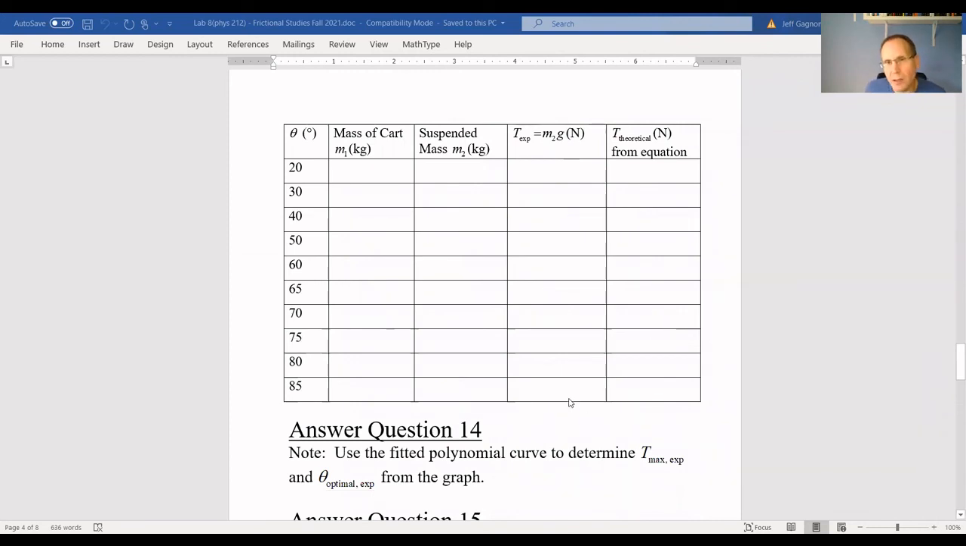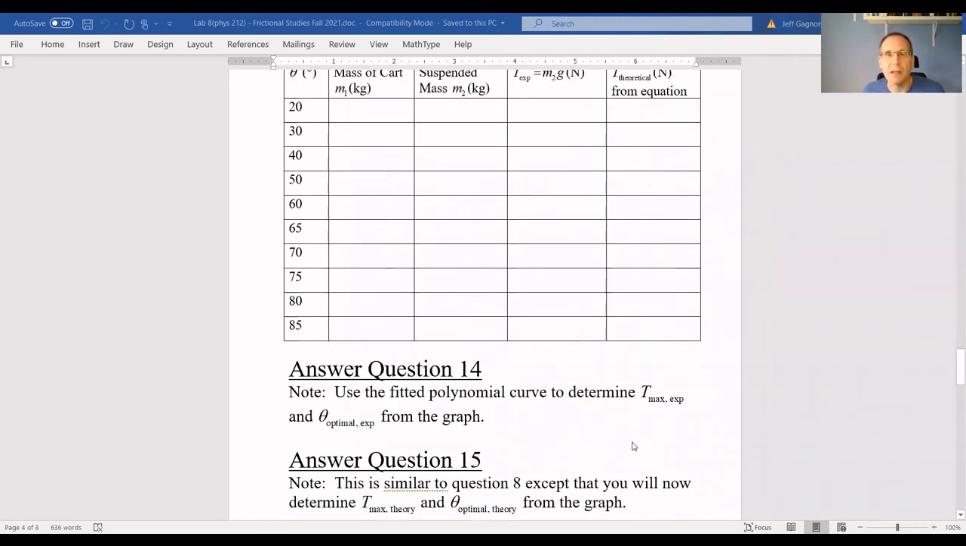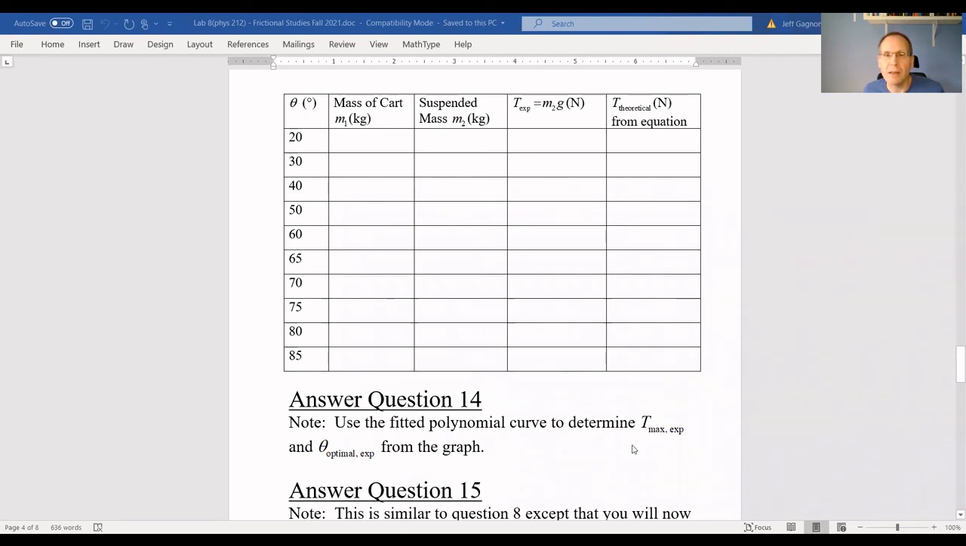And then again, you just watched the video, right? The questions are exactly the same. They're just numbered differently. So question 14 from the lab manual is plot, so graph, T experimental versus the angle. And then you want to use that polynomial fit with the coordinate tool to find the peak of the graph, right? You want to determine the maximum tension in the string from the graph and the optimal angle, like as I showed.